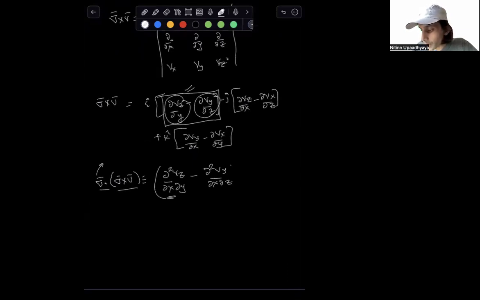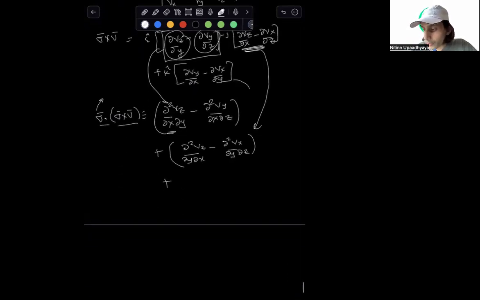So the first term is this. The second term we'll obtain from here. We'll take the y partial derivative of both the terms appearing in this expression, and that gives us ∂²Vz/∂y∂x minus ∂²Vx/∂y∂z. And so this comes from here, this comes from here, and then we are just left with this term.